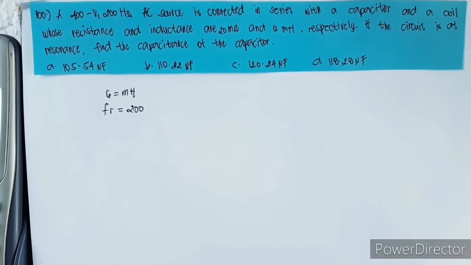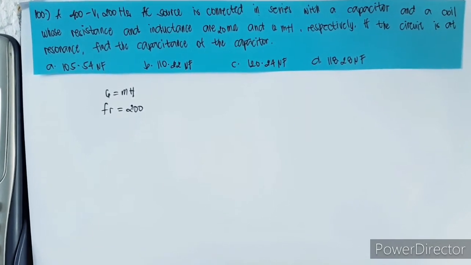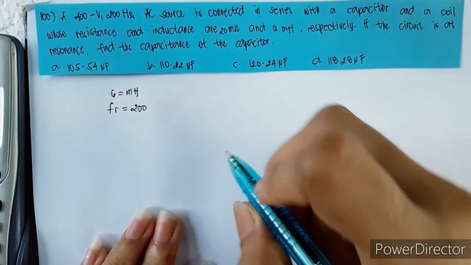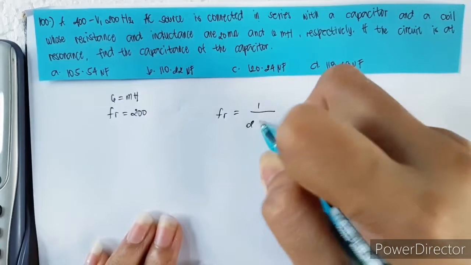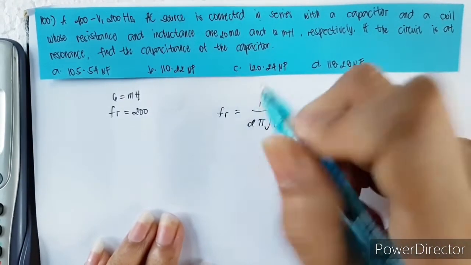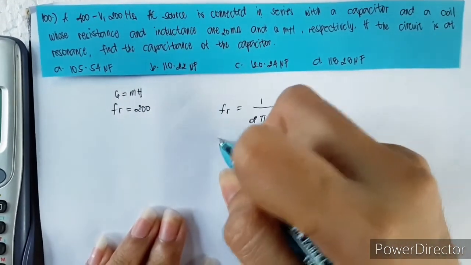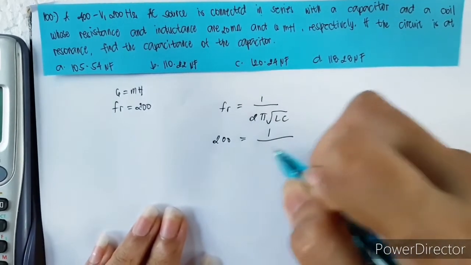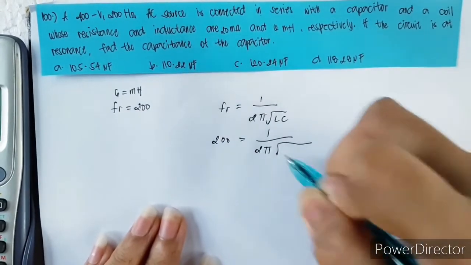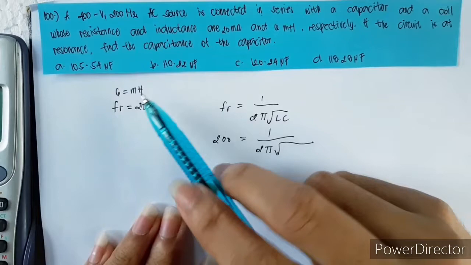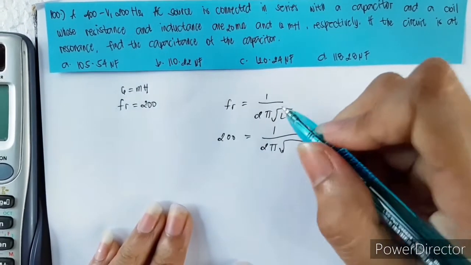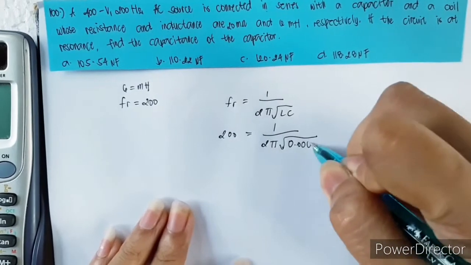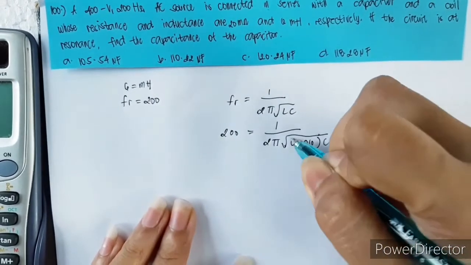We will be able to find the capacitance of the capacitor using this formula. The frequency of the resonance is equal to 1 over 2 pi square root of LC. Substitute all the given to the formula. We have here 200 is equal to 1 over 2 pi square root of L, which is given in millihenry, and we'll convert that into Henry. So it will become 0.06 multiplied by C.